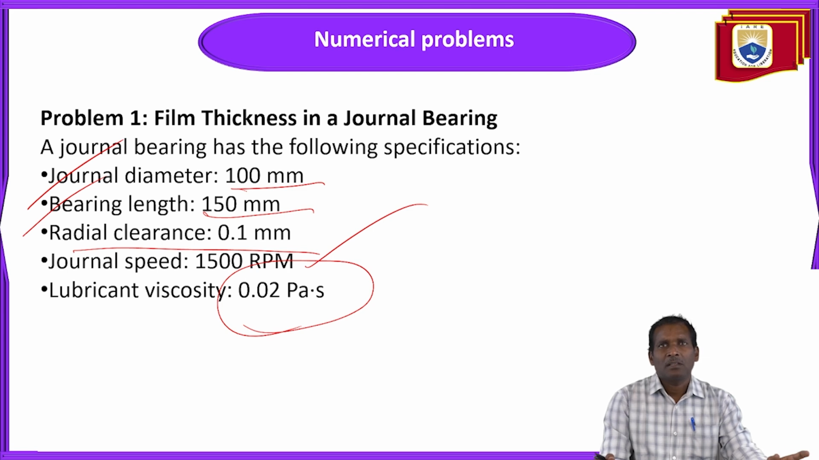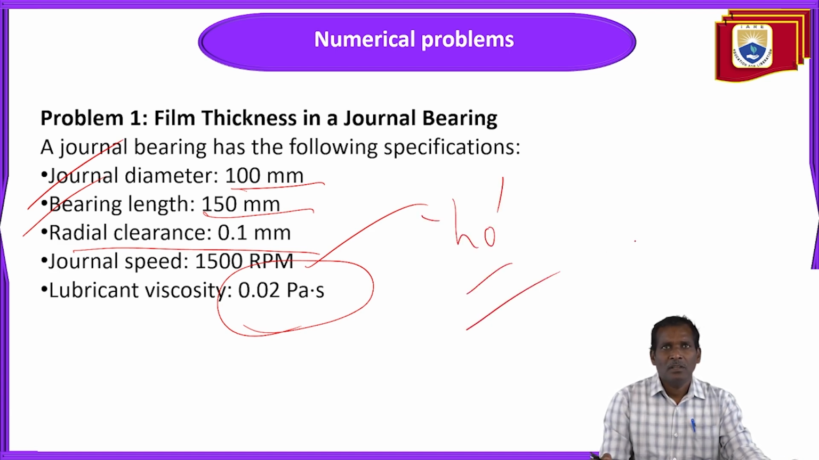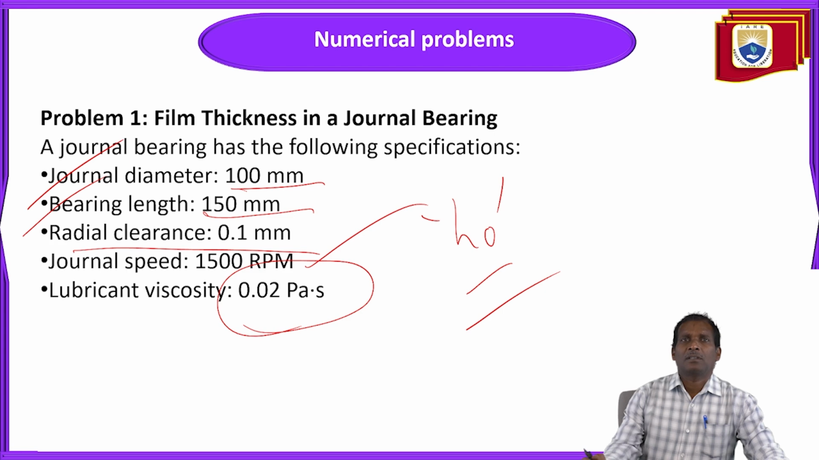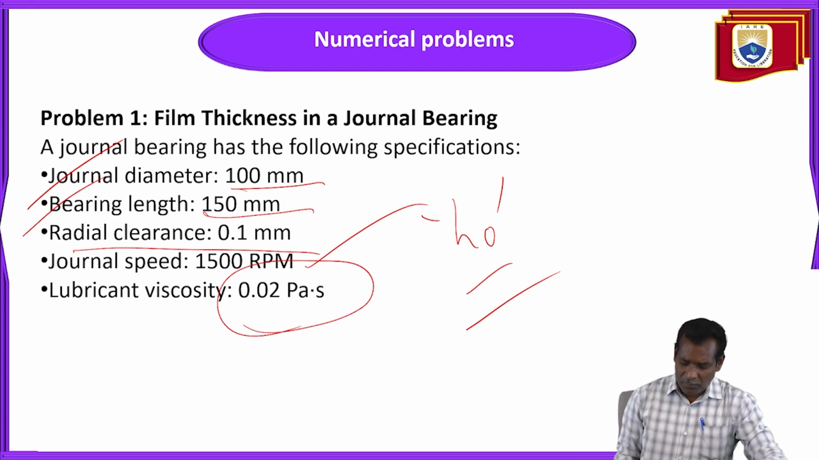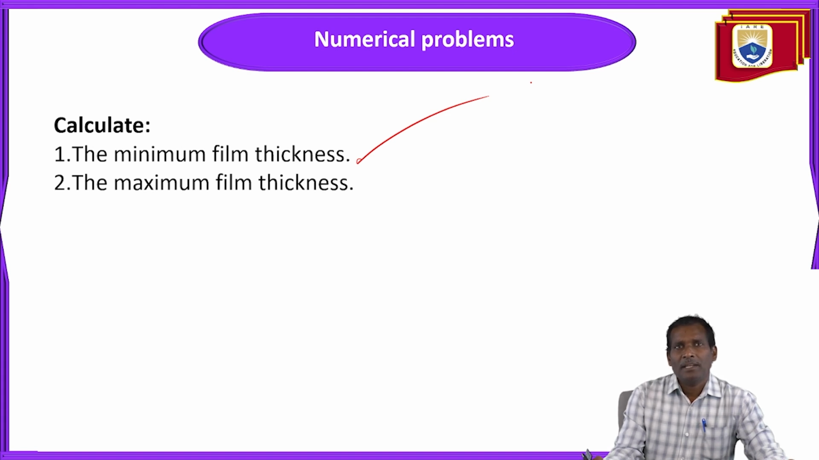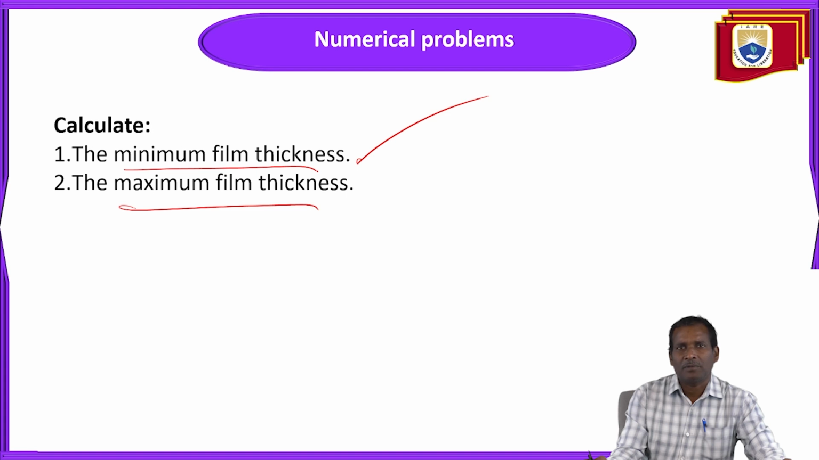So in this, the film thickness, we have already seen in the previous slides. What is the film thickness in a journal bearing? That is H naught. For the given diameter 100 mm, bearing length 150 mm, the radial clearance is 0.1 mm, and the journal speed is 1500 rpm. So now calculate what is asked: the minimum film thickness and the maximum film thickness.